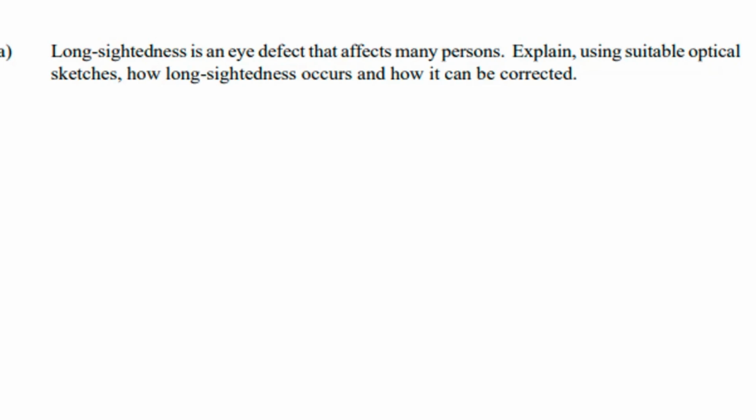So can I try? Yeah, of course, go ahead. Okay, so long-sightedness takes place when the eyeball is short and the light rays passing through the eye, through the cornea and the lens, focus behind the retina.